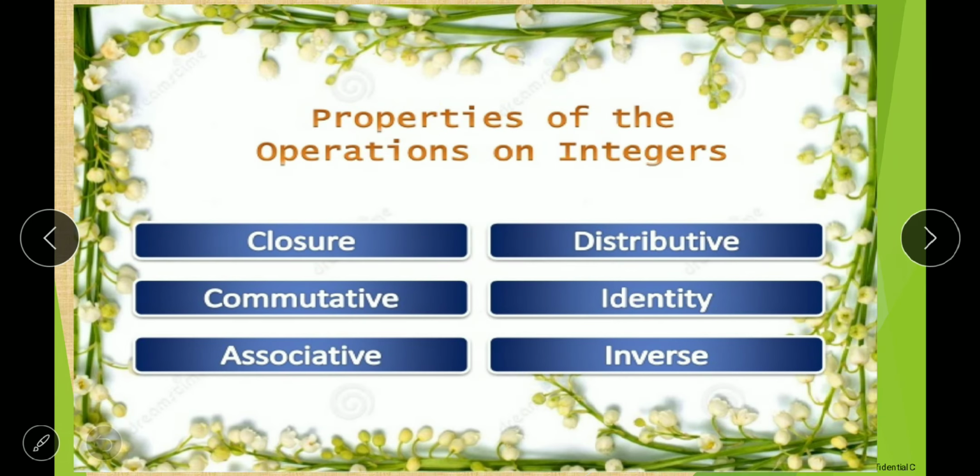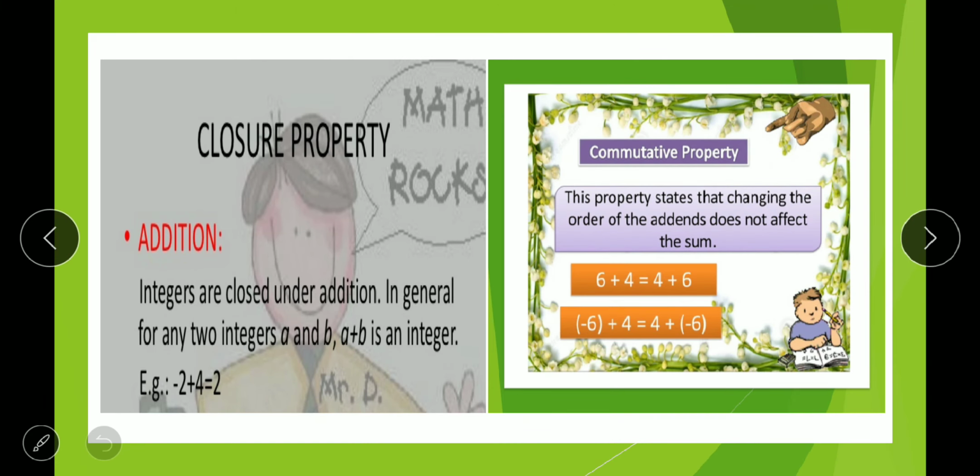And here we have the properties of the operation of an integer. We have totally six properties. The first one is closure property, commutative property, associative property, distributive property, identity, and inverse property. We will see one by one what this commutative property says.